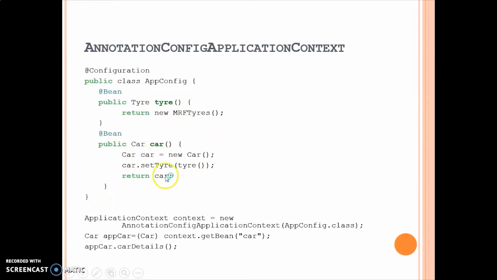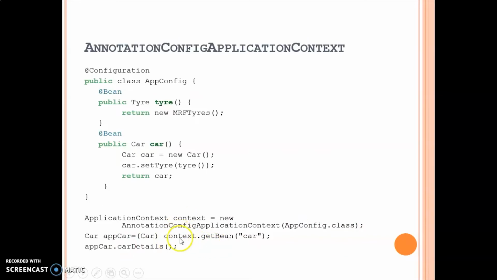Similarly, here I have a car method which creates the car object, sets the tire into it, and returns the car object back. And for using this particular AppConfig class, I am saying application context, context equals new AnnotationConfigApplicationContext(AppConfig.class). So here basically, rather than providing the name of the XML file, I am providing the name of the configuration class. I repeat, here rather than providing the name of the XML configuration file, I am providing the name of the configuration class, and the rest is the same thing.